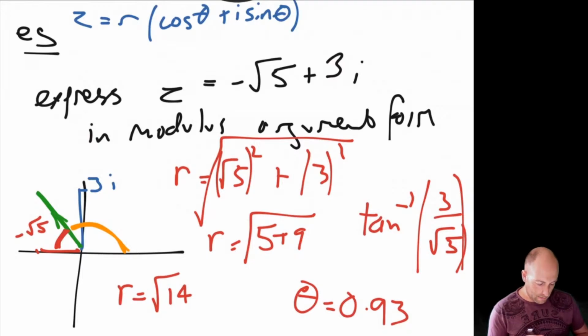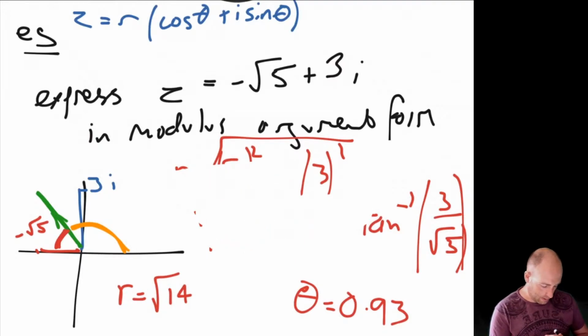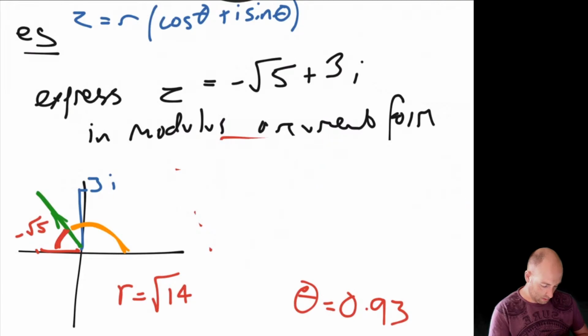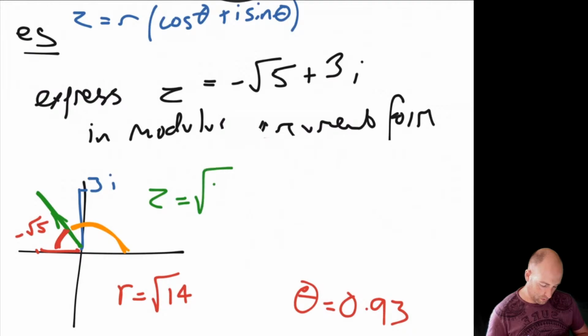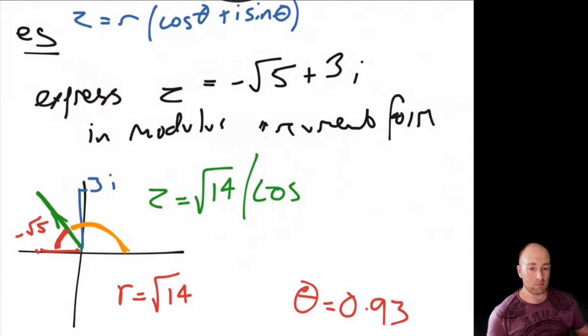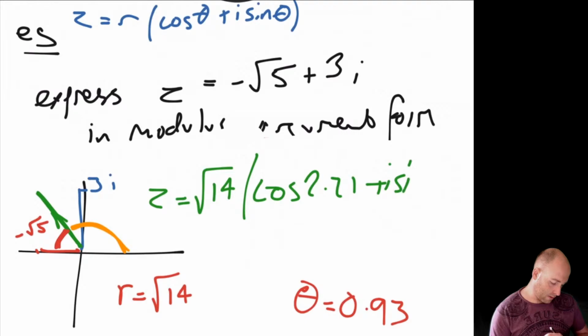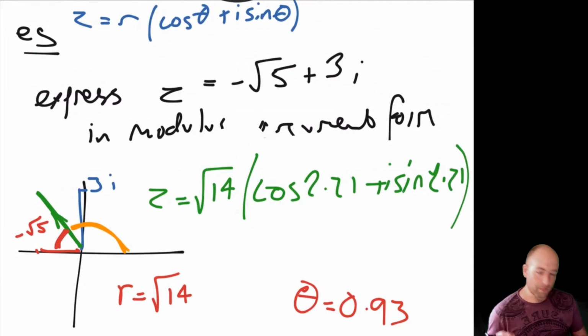So if I put all that together, my answer is going to be z equals √14 cos of, and then I need to do pi minus 0.93, which is 2.21, I suppose. Cos of 2.21 plus I sine 2.21. Cool.